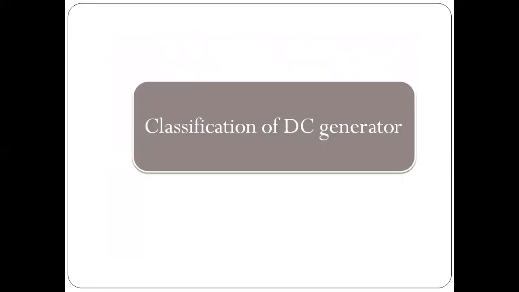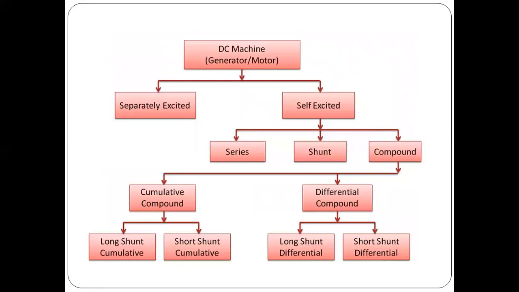Next we have the classification of DC generator. A DC generator or motor is classified mainly into two types: one is separately excited, another is self-excited. In self-excited, again there are series, shunt and compound. In compound machines again, there are cumulative and differential. In both cases, cumulative compound and differential compound, there are again two types: long shunt cumulative and short shunt cumulative, long shunt differential and short shunt differential. Like that we are classifying the DC machine.